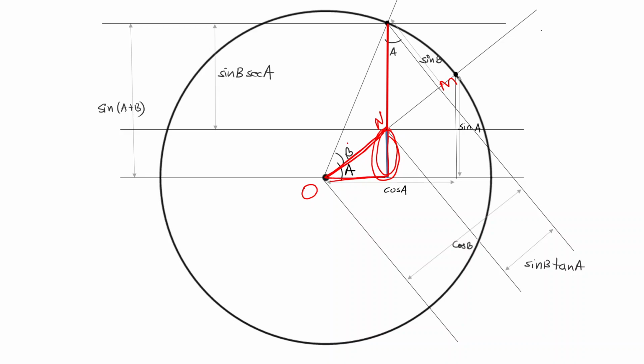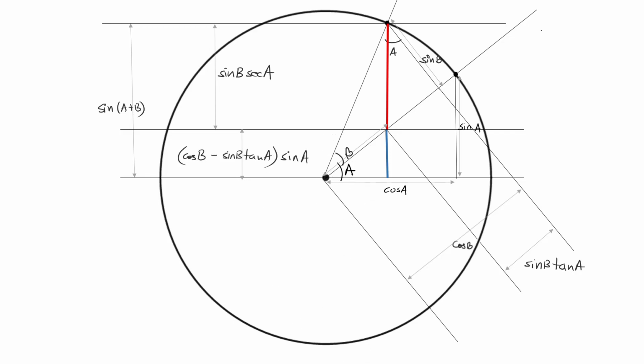So what is this length ON? So you know OM, which is cos B. You know MN, which is sin B tan A. So ON is going to be the difference of these two lengths, cos B minus sin B tan A. And now in the smaller triangle, you know the hypotenuse. This is hypotenuse, and you want to know the perpendicular. Then you only have to multiply sine of the angle here, which is A. So you have to multiply sine A. So this length is cos B minus sin B tan A. So this length will be sin A times this length.